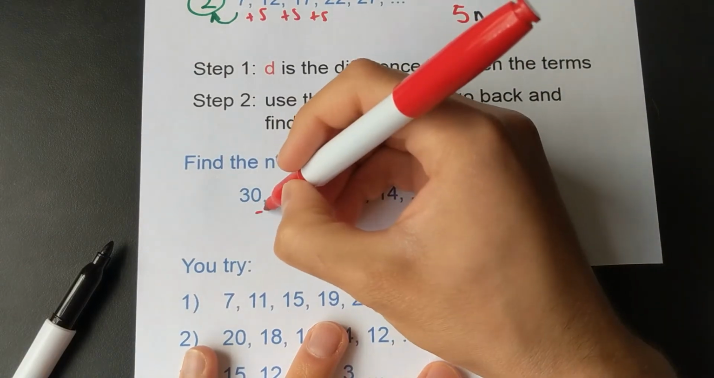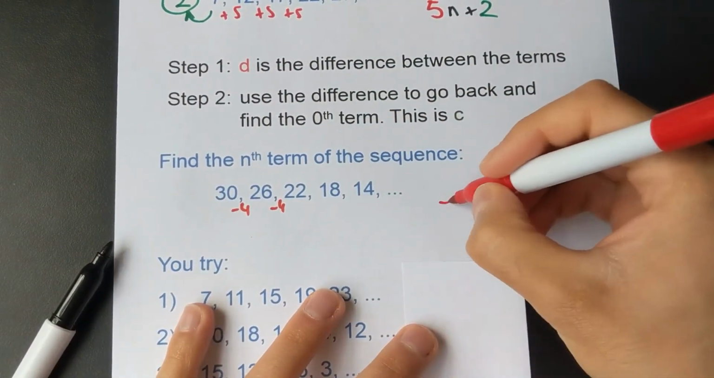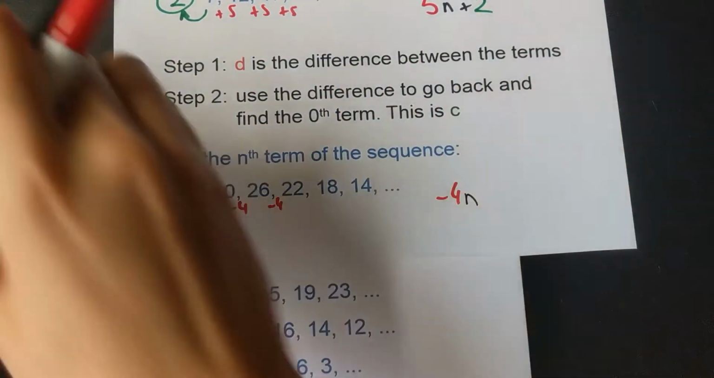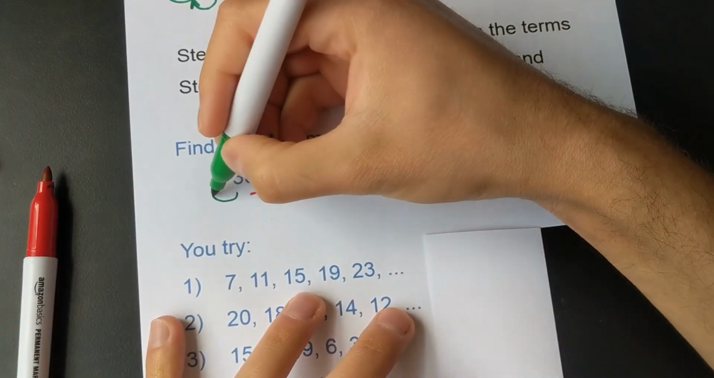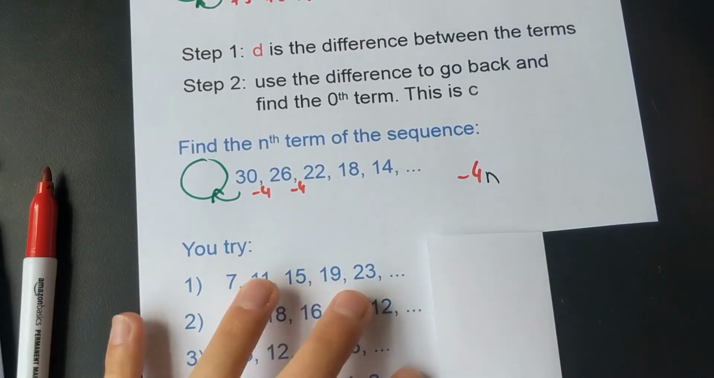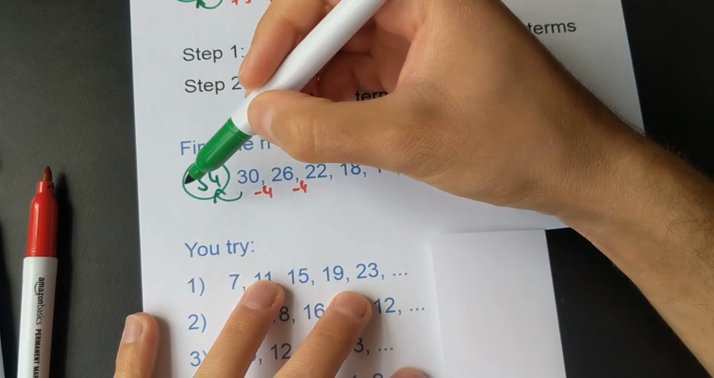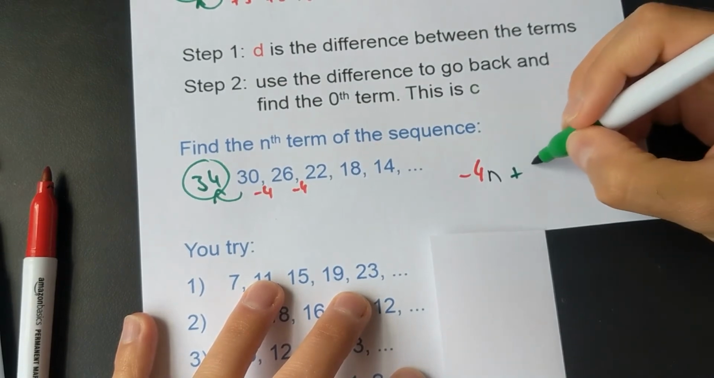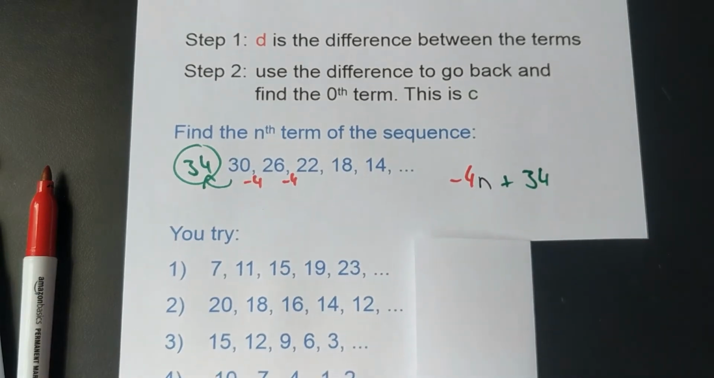We've got here, we're taking away 4 each time. So I know it's going to be negative 4n. Ooh, losing pens. And then I just need to go back to what this would be. To carry on that pattern, that's going to have to be 34, because 34 take away 4 is 30, 30 add 4 is 34. So this is going to be negative 4n plus 34. So that's a much quicker method when I've got negatives.